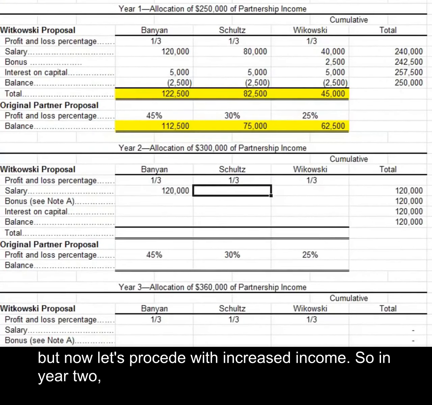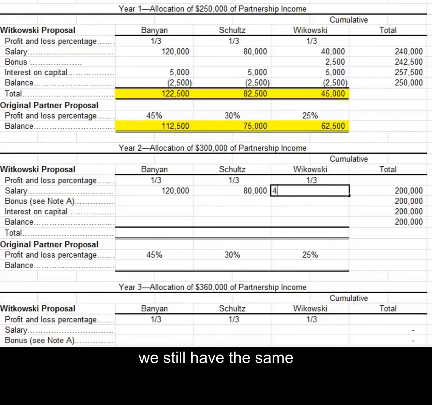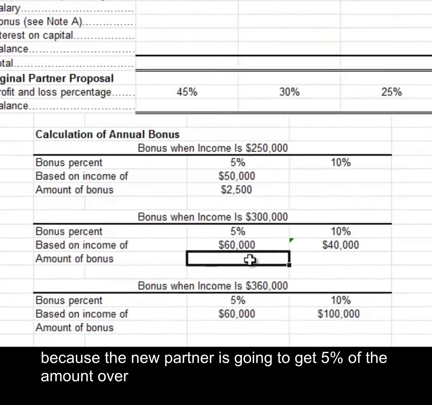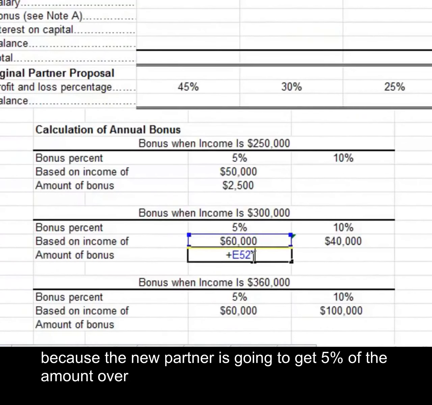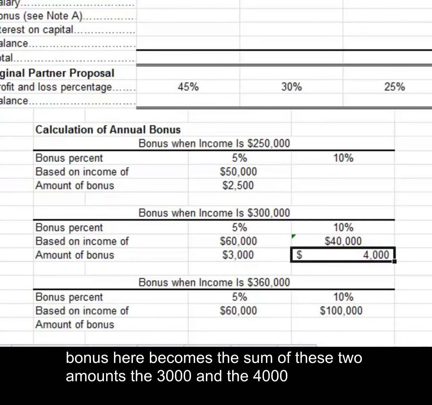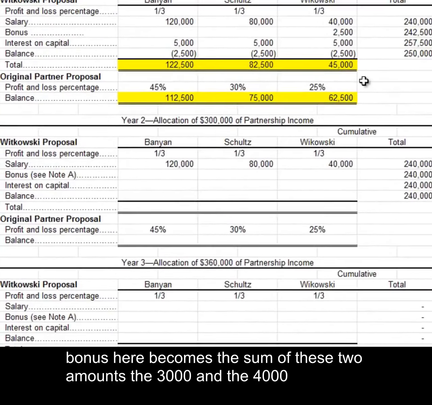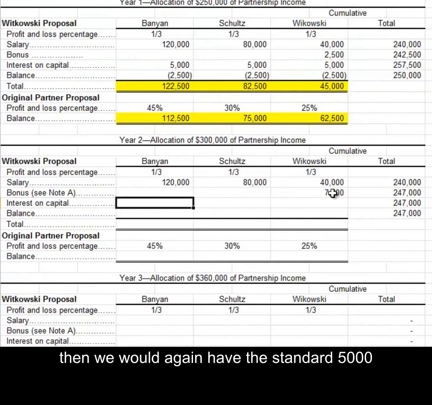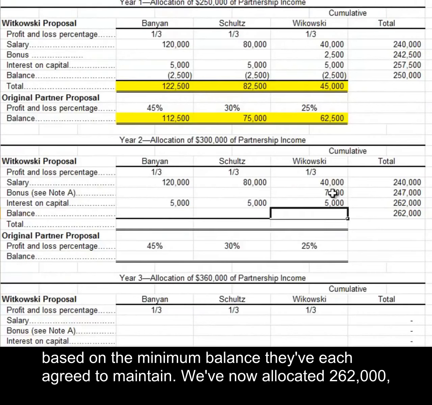So in year 2, we still have the same salary base. Bonus for the new partner is going to be a little different because the new partner is going to get 5% of the amount over 200, but then there's also, once it gets over 260, an additional bump up to 10%. So the total bonus here becomes the sum of these two amounts, the $3,000 and the $4,000, or $7,000. So that's what we're going to allocate to the new partner. Then we would again have the standard $5,000 based on the minimum balance they've each agreed to maintain.